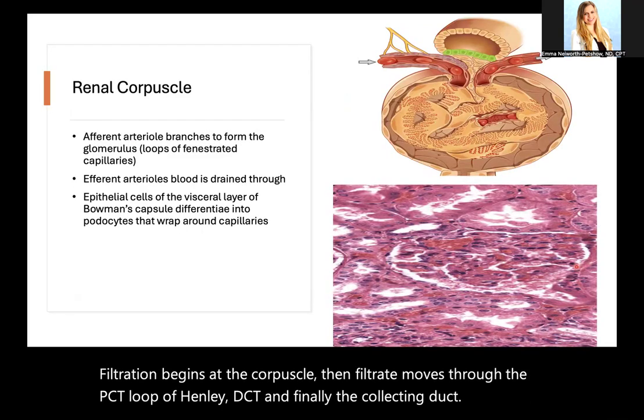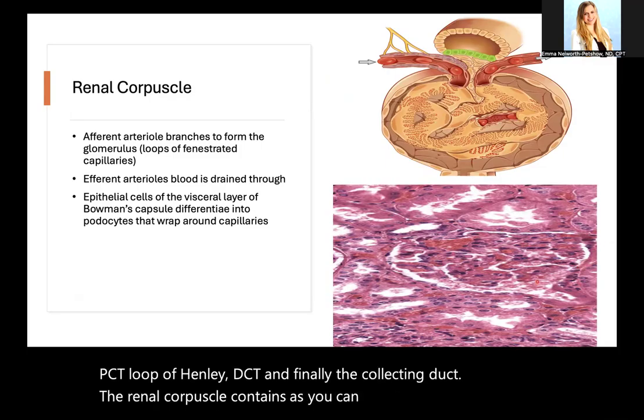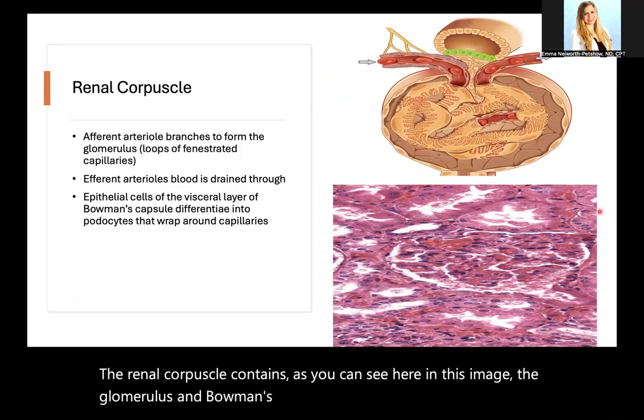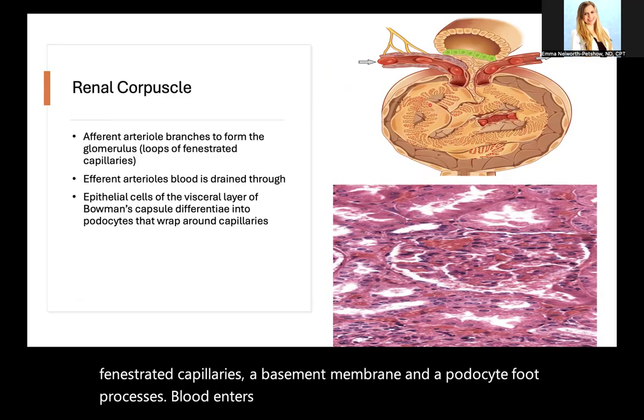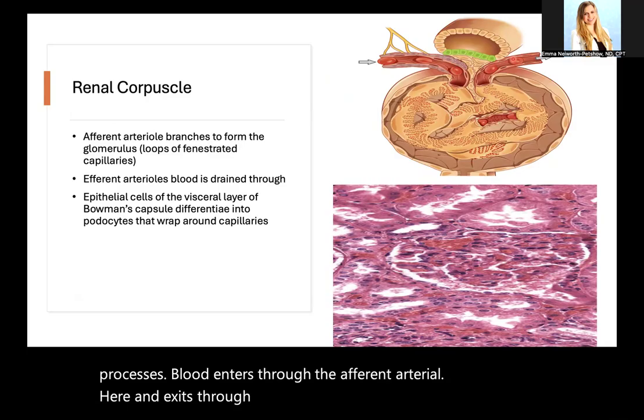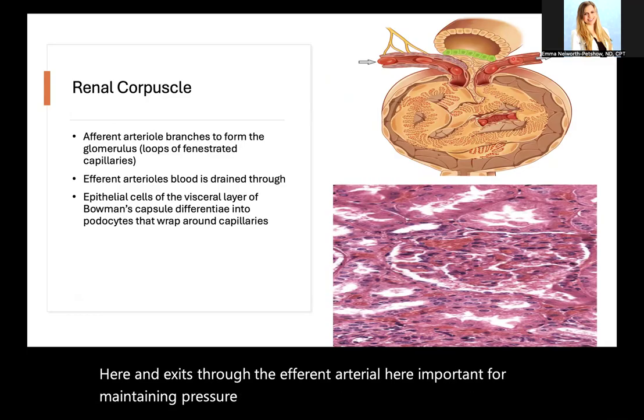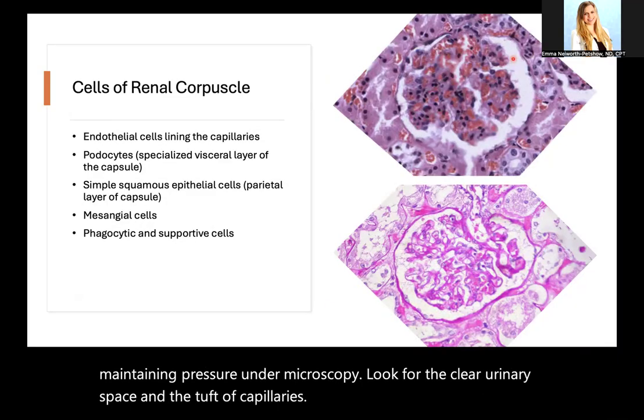The renal corpuscle contains, as you can see here in this image, the glomerulus and Bowman's capsule. Here, filtration occurs through fenestrated capillaries, a basement membrane, and podocyte foot processes. Blood enters through the afferent arteriole, here, and exits through the efferent arteriole, here. Important for maintaining pressure. Under microscopy, look for the clear urinary space in the tuft of capillaries. Several specialized cells work together here.